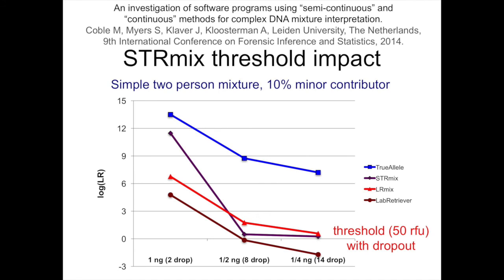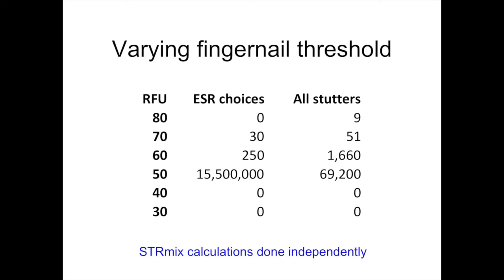In fact, they contacted people afterwards and said, you can't use a threshold of 50. You should be using this software with a threshold of 30 or 25, and that would be a fairer comparison. This is probably the most important slide.